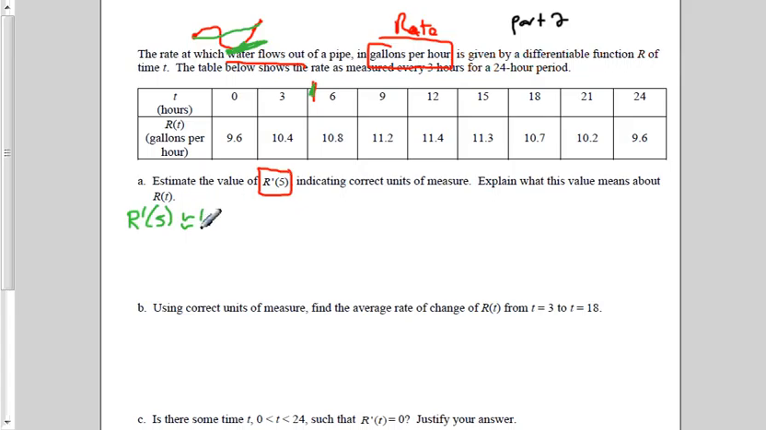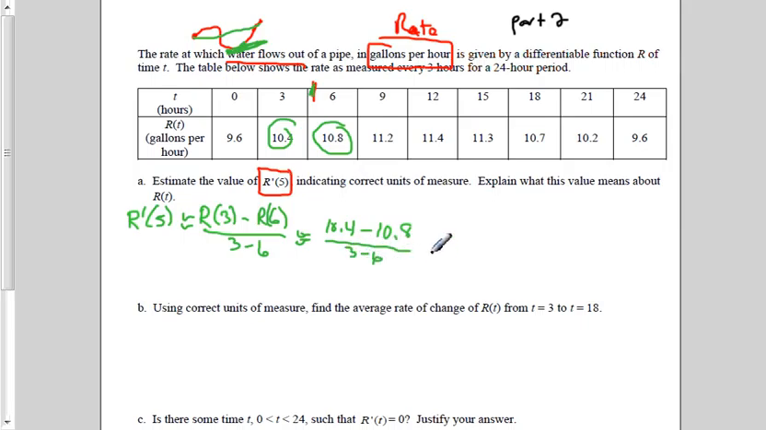So the derivative of that function at x equals 5 is going to be approximately equal to, it's an estimation, r of 3 minus r of 6 all over 3 minus 6. Well, do I know r of 3? Yeah, 10.4. So 10.4 minus r of 6, which is 10.8, all over 3 minus 6, which is negative 3. And what do I get up here? I get negative 0.4.